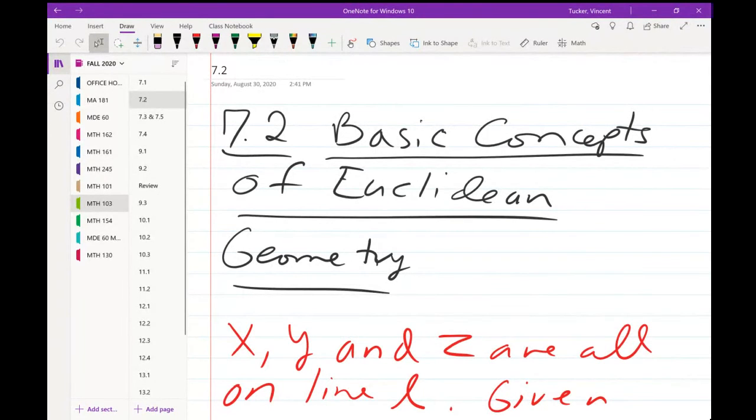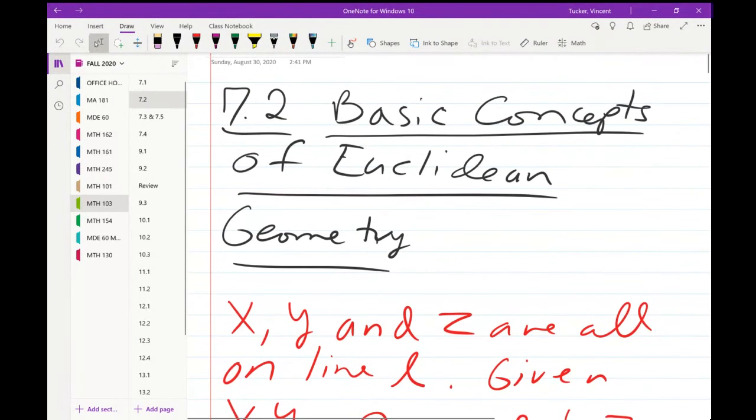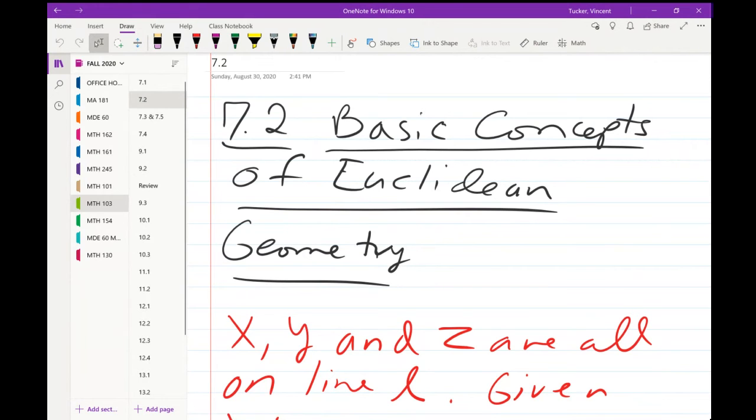So let's start 7-2. Not saying we're gonna finish it, but I do want to go ahead and get started in it so you guys can have some work to do. We've got 7.2, which is basic concepts in Euclidean geometry.